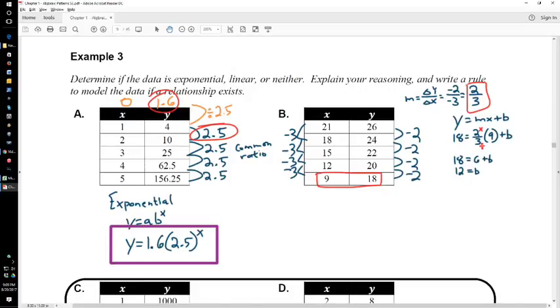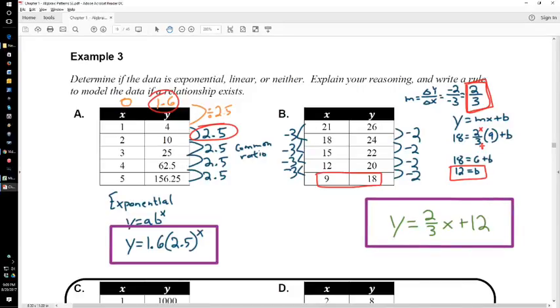So now, we have a slope, and we have a starting point. So your final equation is y equals 2/3 x plus 12. And there you go.